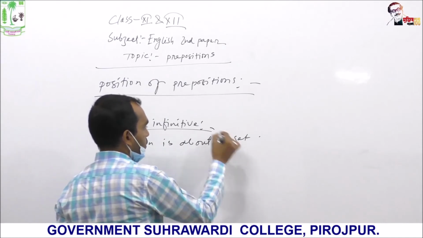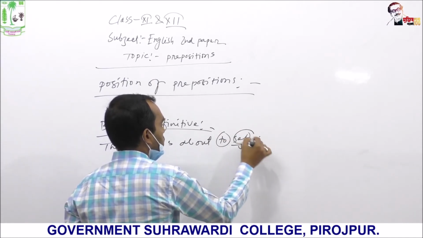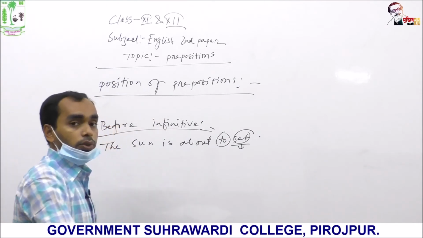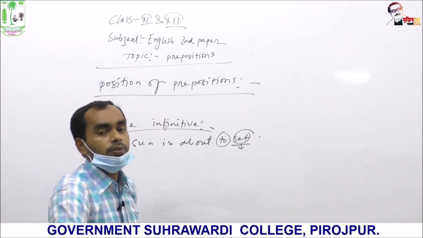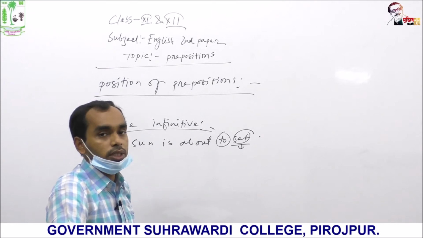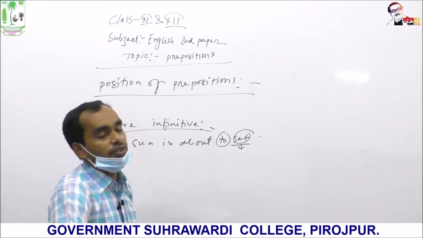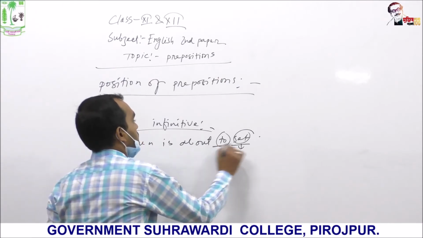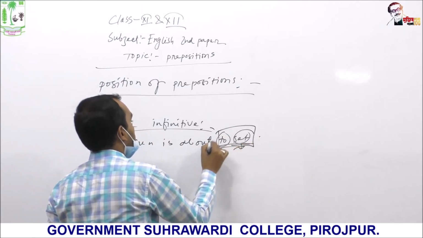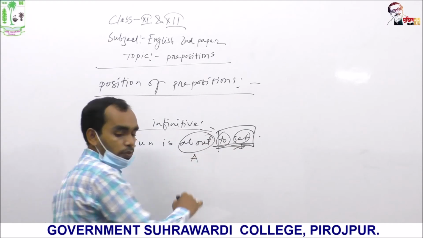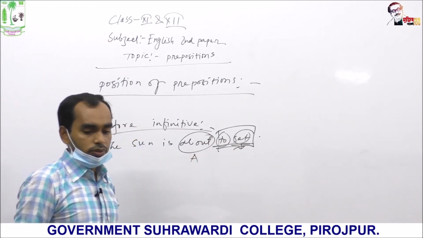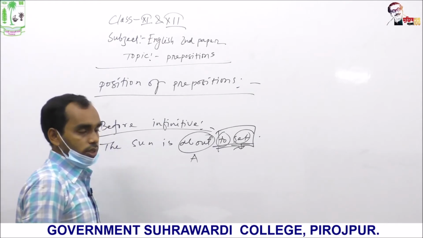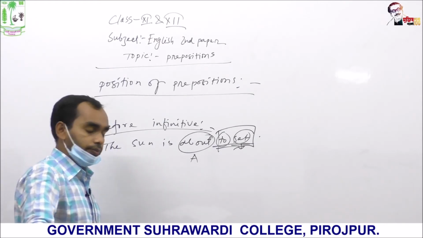Here, to is an infinitive because a verb follows it. When to is used before a verb, it is used as an infinitive, and in this sentence it is an infinitive and about is a preposition. About is a preposition. Okay.